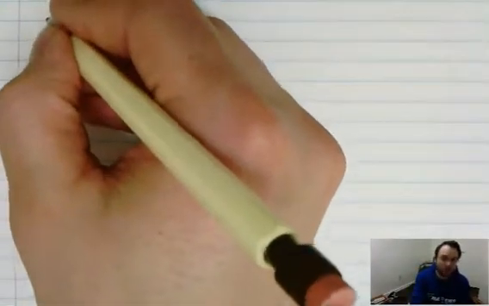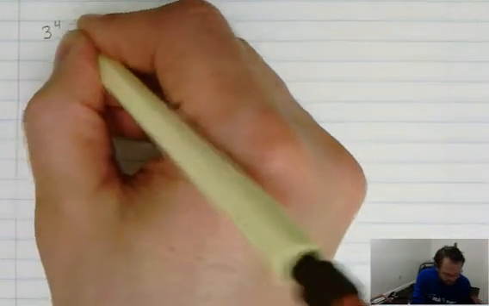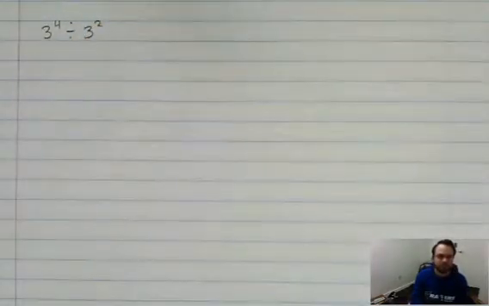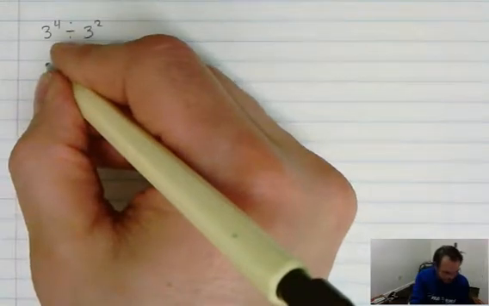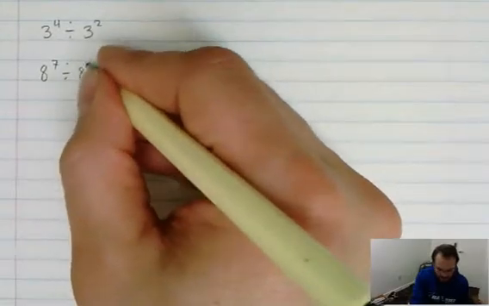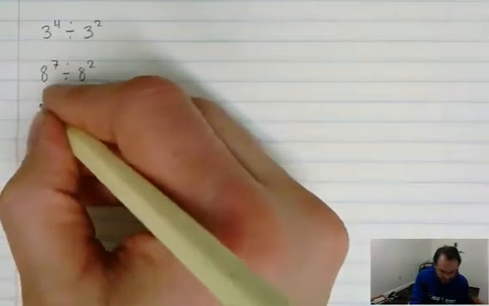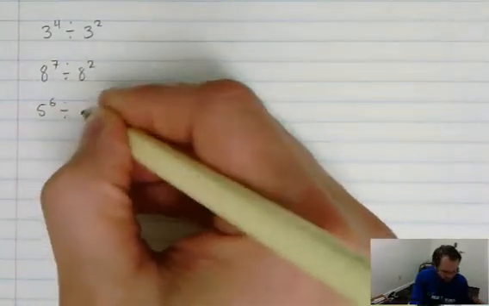So now we're going to look at my second rule, and it's going to be based on division. So I'm going to do the same thing that we did for the last rule. I'm going to start off here with a few powers being divided. I'm going to have 3 to the power of 4 divided by 3 squared. The next one, I'm going to have 8 to the power of 7 divided by 8 squared. My next one, I'm going to have 5 to the power of 6, and we're going to divide that by 5 to the power of 4.